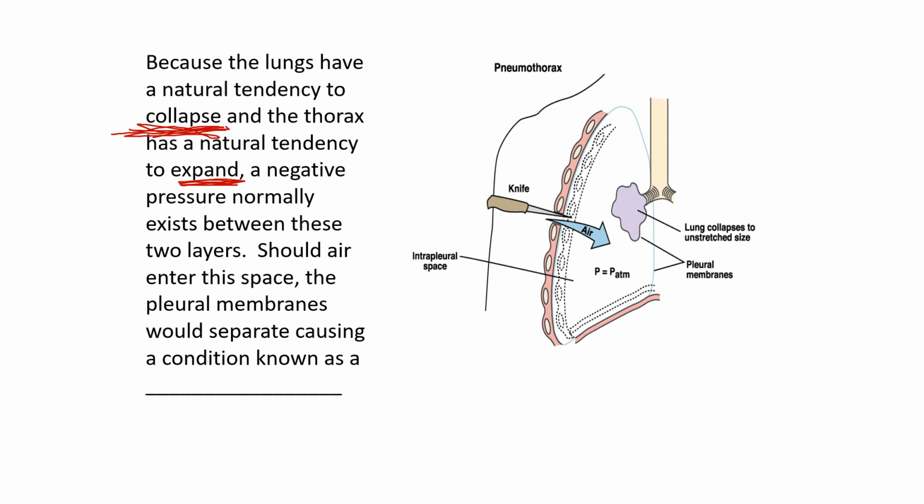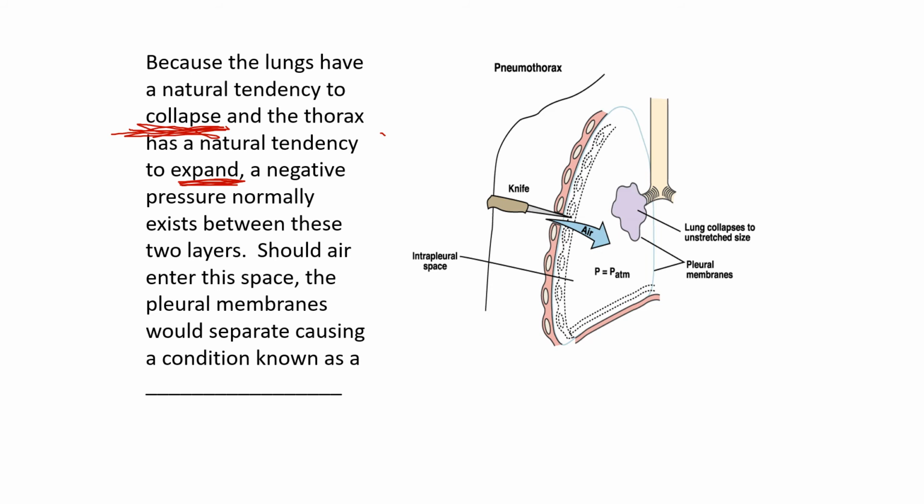gas will rush in because, remember, fluid or anything like that will go from a high pressure gradient to a low pressure gradient. So if I have higher pressure in the atmosphere than I do in a negative pleural space, the atmospheric pressure is going to rush in and try to reach equilibrium.